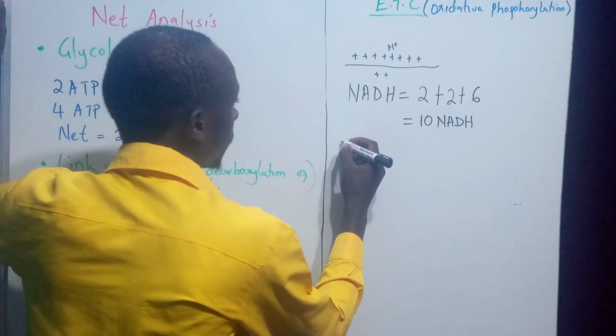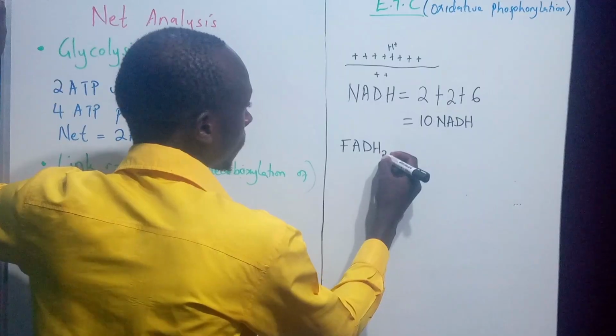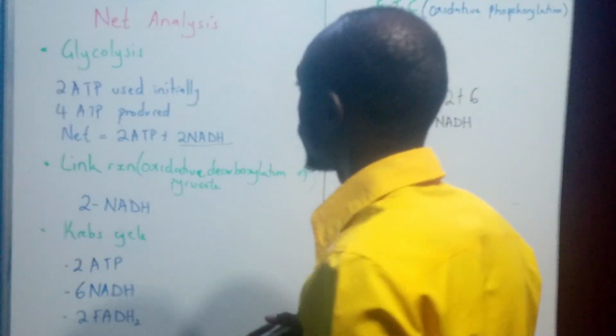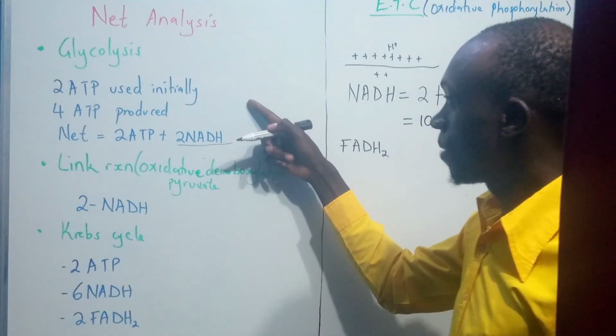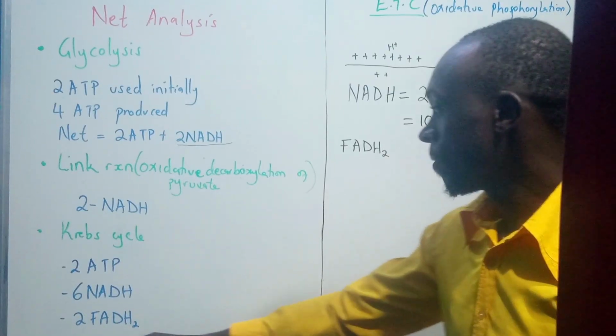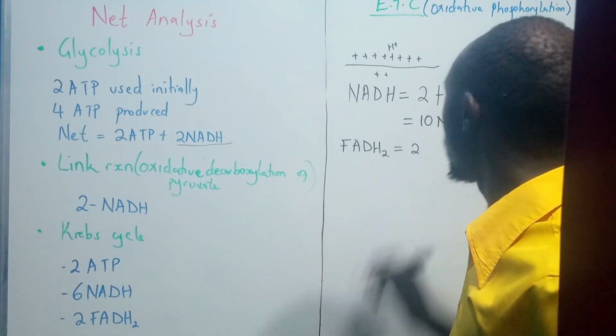We can go to reduced FAD. We count them. How many do we have? In glycolysis we don't have any. In the link reaction we don't have any. And in the Krebs cycle we have a total of 2 reduced FAD. So we only have 2 of them.